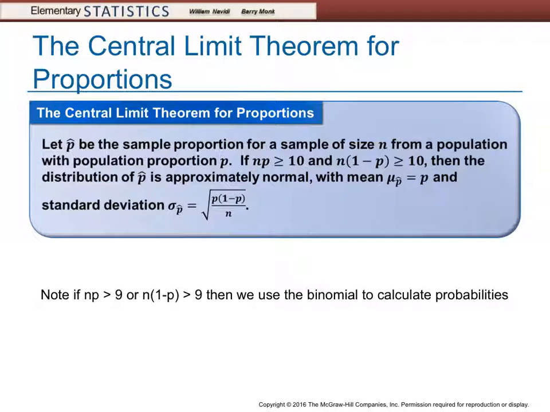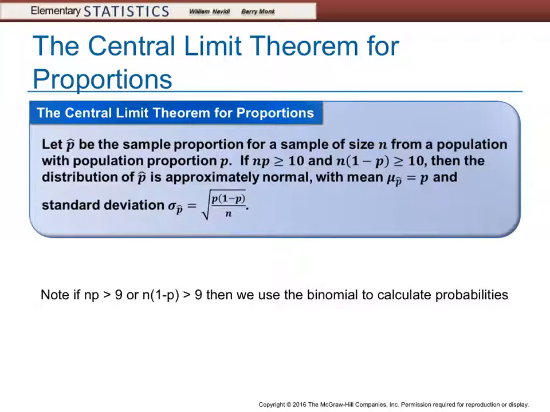So again, the central limit theorem for proportions will hold. Let p hat be the sample proportion for a sample size n from a population with a population proportion p. If np is greater than 10 and n times 1 minus p is greater than 10, then the distribution of p hat is approximately normal with a mean mu p hat equal to p and a standard deviation, or standard error, equal to the square root of p times 1 minus p divided by n.